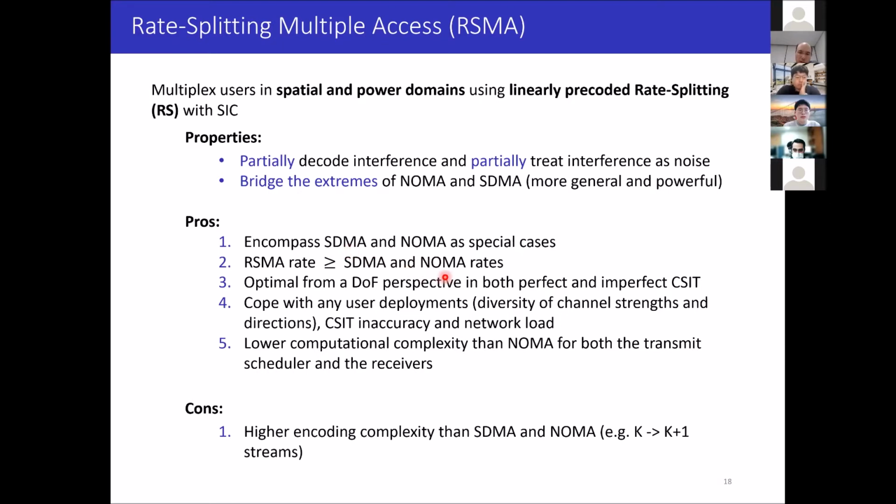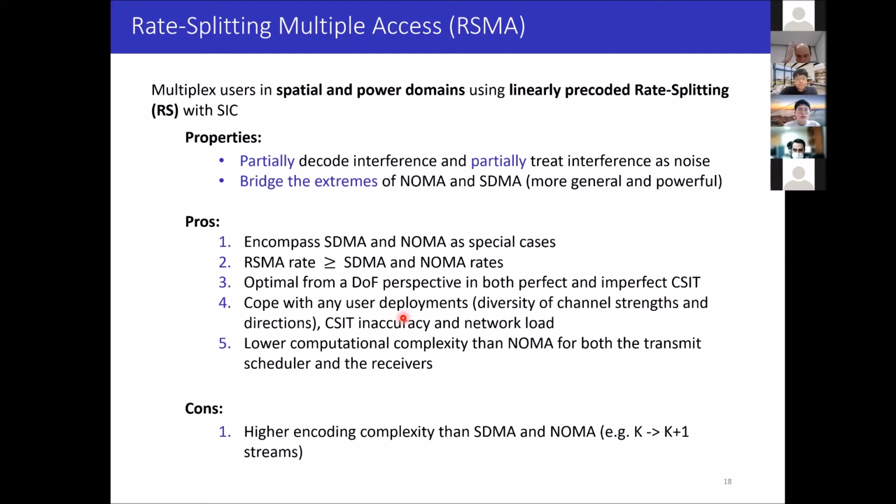The interesting bit is that it's optimal from a degrees of freedom or multiplex gain perspective. Multiplex gain, for those who are not familiar, is the slope of the rate at high SNR. So it's optimal in perfect CSIT. That's not really surprising, but what is more interesting is that it's optimal in imperfect CSIT. So that gives you really strong confidence that this is a good scheme to go for, because it has a strong theoretical foundation to be robust to all forms of CSIT.